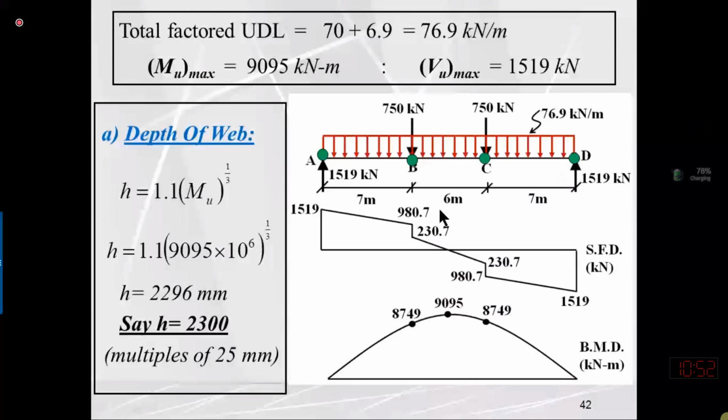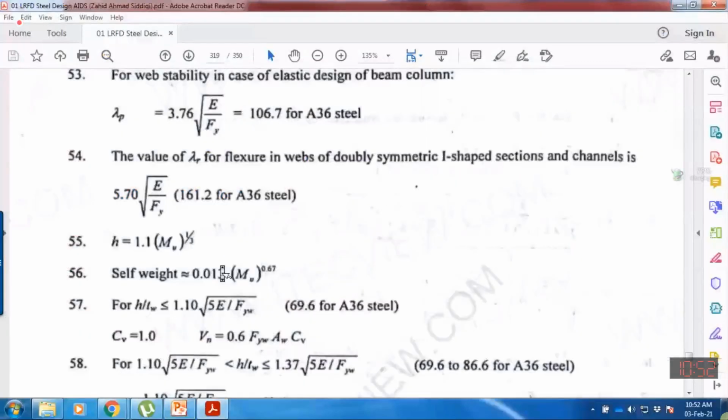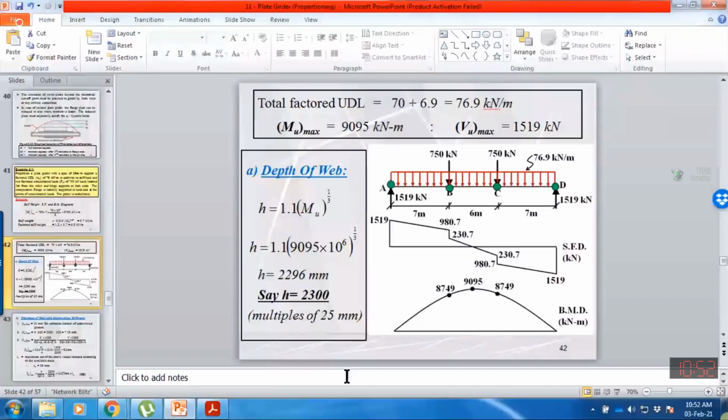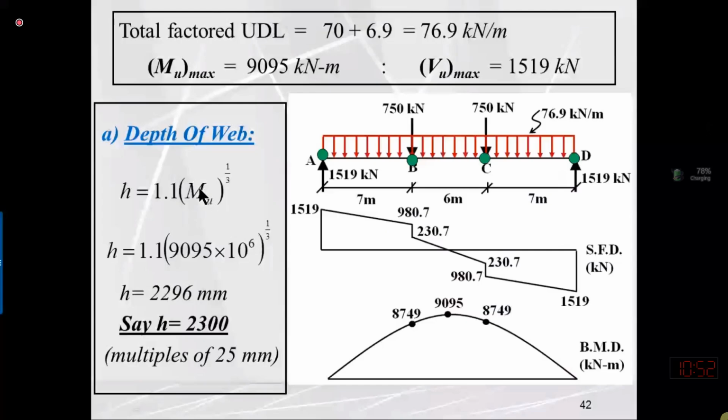So we shall determine the height of the web by using this formula, which is also given in LRFD design 8: 1.1 times Mu power 1 by 3. So in this formula, moment must be in Newton and millimeter. Then we will have the height in millimeter. So we are multiplying it with the exponent 6 to convert the moment from kilonewton meter to Newton millimeter. When we got, the answer is 2296.